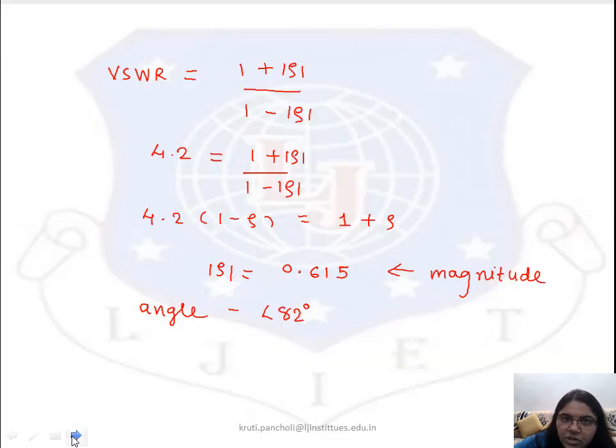In the theory we have studied also that VSWR is equal to 1 plus rho upon 1 minus rho. So the VSWR value 4.2 is equal to 1 plus rho upon 1 minus rho. So my modulus of rho is equal to 0.615. This value gives me the magnitude. But I do not yet have the reflection coefficient, which consists of the magnitude and the angle. So how do I find the value of the angle?